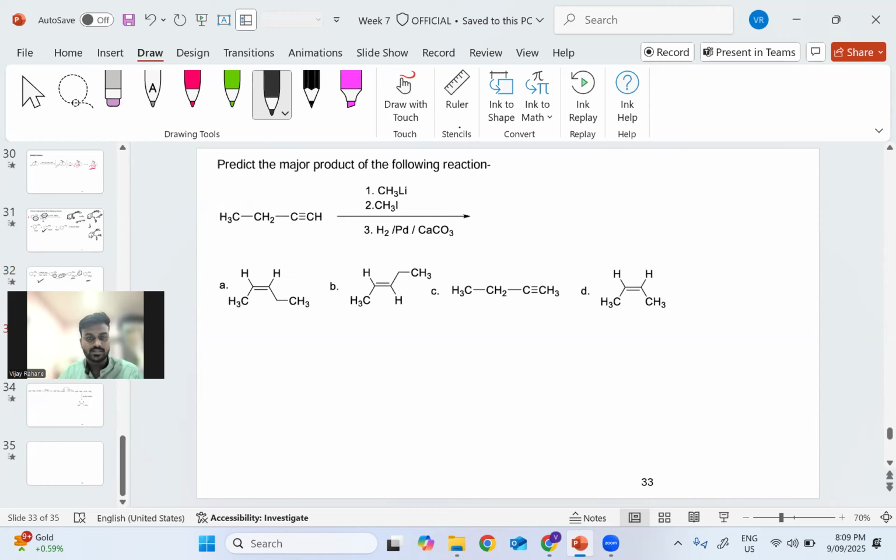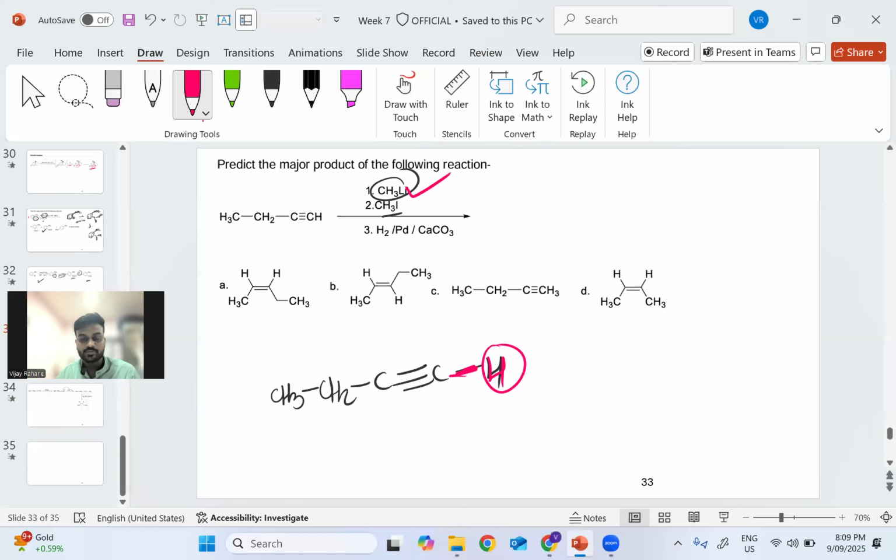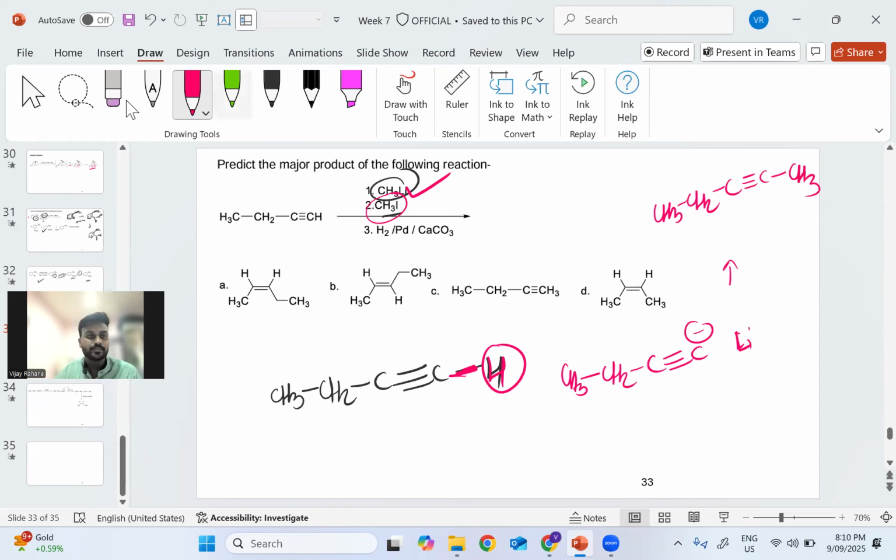There is another problem. I will just quickly show that one. You are given methyl lithium and methyl iodide, and we have the alkyne CH3 CH2 C triple bond CH. If you look at the structure, this CH bond is the more active one and susceptible to any sort of base, right? So you get the negative and Li positive. You get this compound, and when it reacts with methyl iodide, it gives the formation of CH3 CH2 C triple bond C, and this methyl is from the methyl iodide. So this is the product formed after the first and second step.